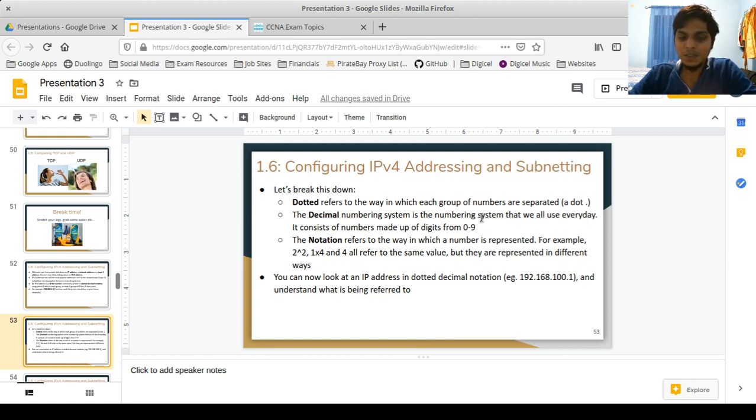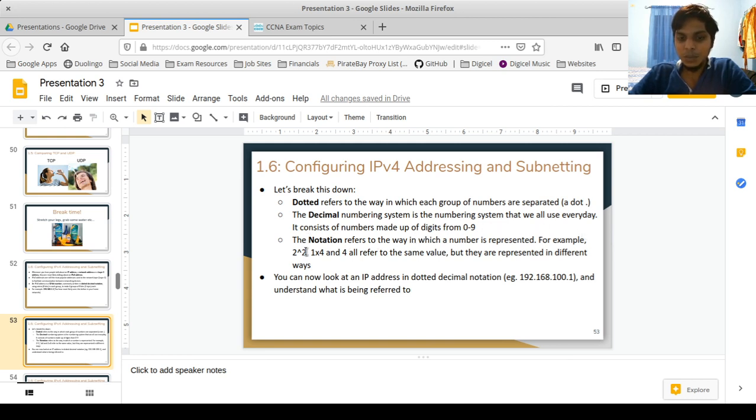So there are many numbering systems. There's binary, which is 0 and 1, which is how bits are numbered, and that's the way computers operate. There's also octal notation, and there's hexadecimal notation. So you'll see different numbering schemes used in the IT world extensively. But of course, in our everyday use, we mainly use decimal notation, which is why they used it here, because we are accustomed to this. So the notation refers to the way in which a number is represented.